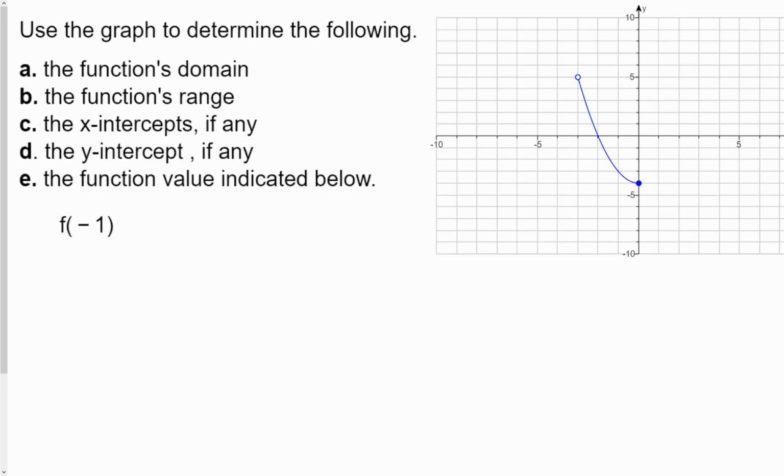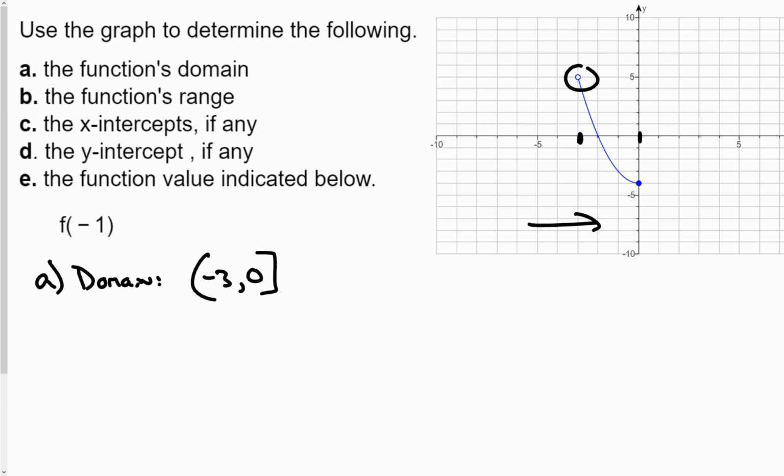Here is the next one. So same idea, 5 different parts, except now my graph is a little bit different. No arrows this time, so I'm definitely going to start somewhere and stop somewhere for both domain and range. So A, the domain, left to right. Where does the function start? Where does it stop? It starts there. That is the furthest left of the x-axis that the function goes, and it stops there. That's the furthest right it goes. This coordinate would be negative 3 to 0. We would put a parenthesis on the negative 3 because of the open circle, and a bracket at 0 because of the solid dot. Okay?